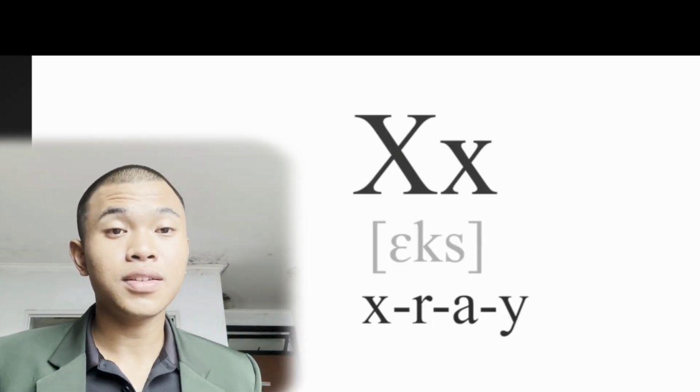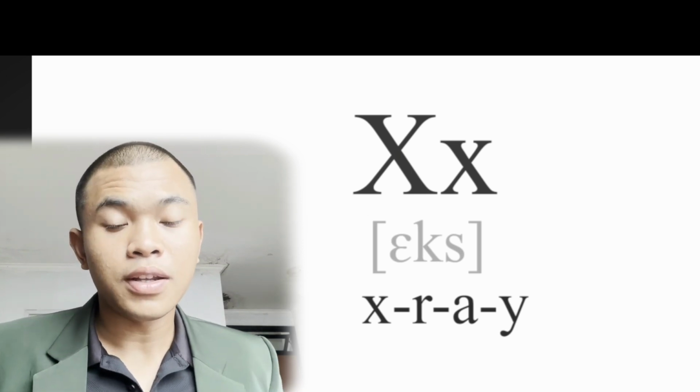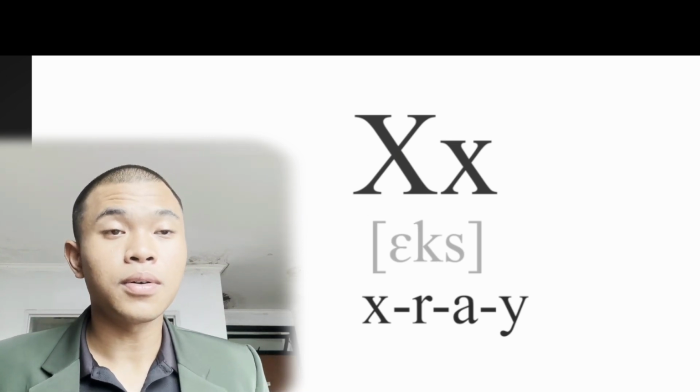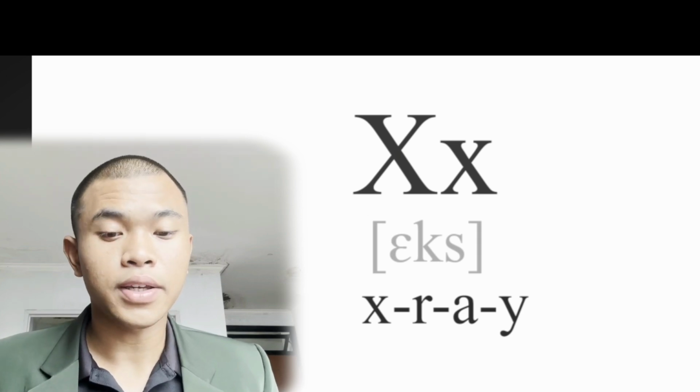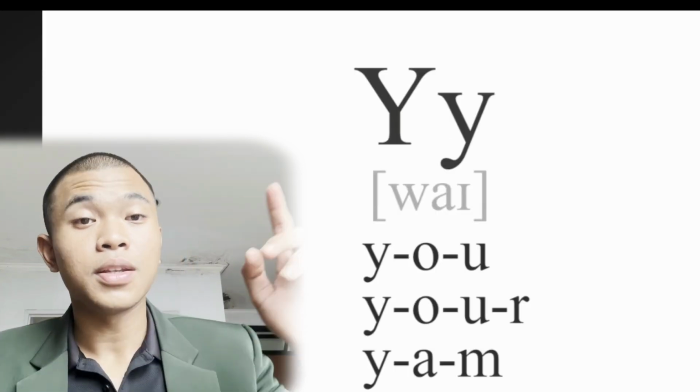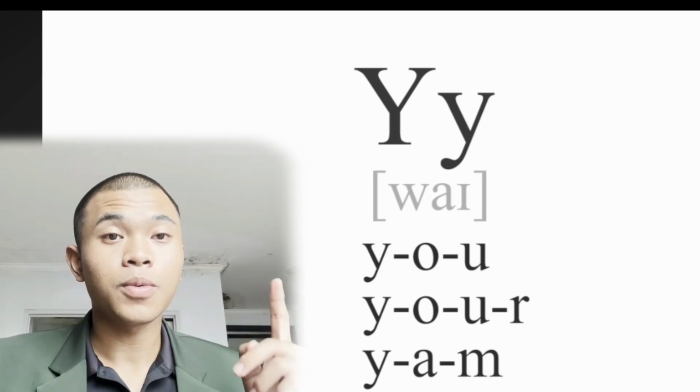The big one, it sounds like X. The small one, it sounds like X too. The IPA pronunciation, it sounds like X. The example of word: X-ray, X, R, A, Y.